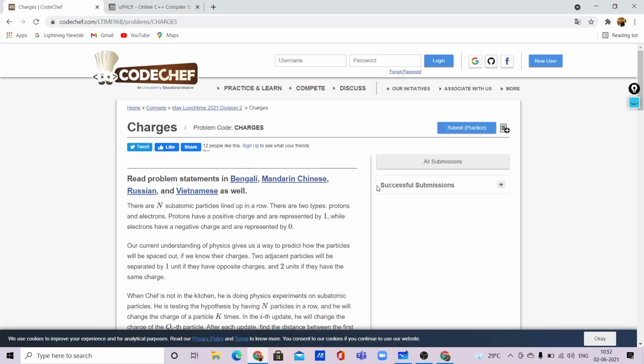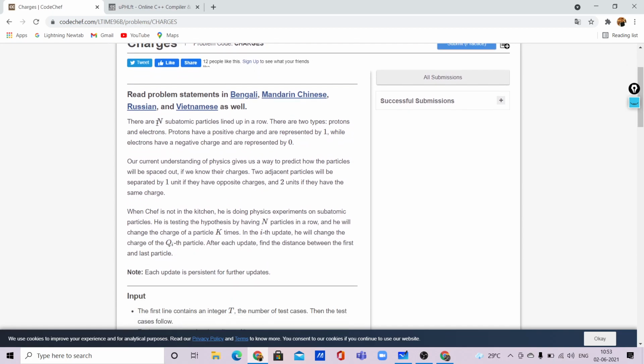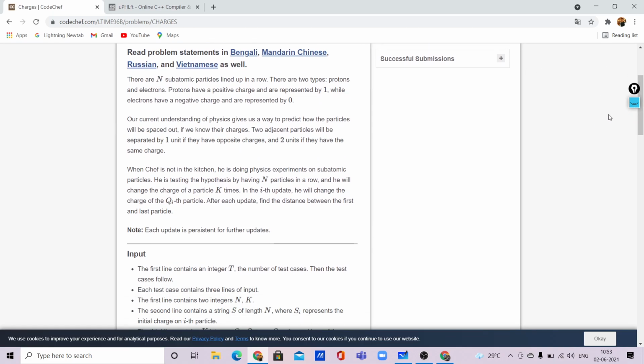Today I am going to explain a new problem which is given in CodeChef May Lunchtime 2021 Division 2. The problem statement name is Charges. It is an average problem, but it can be solved on thorough analysis. Let us go to the question and understand what is given.